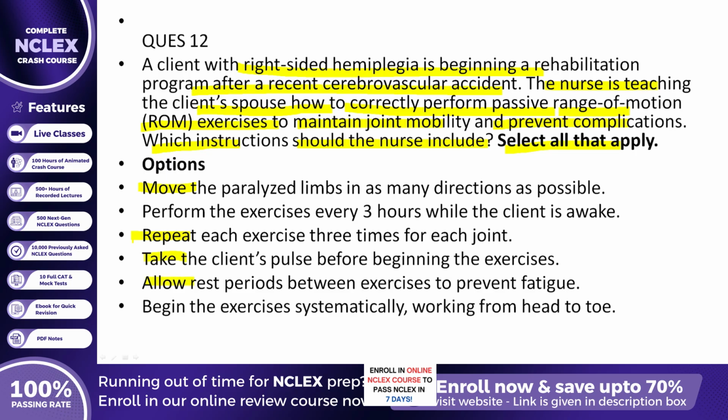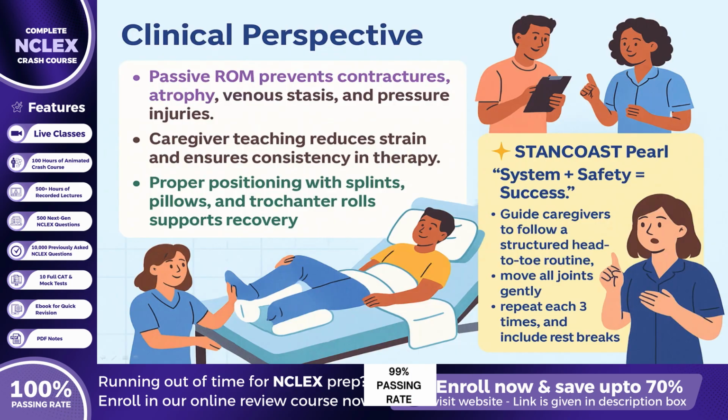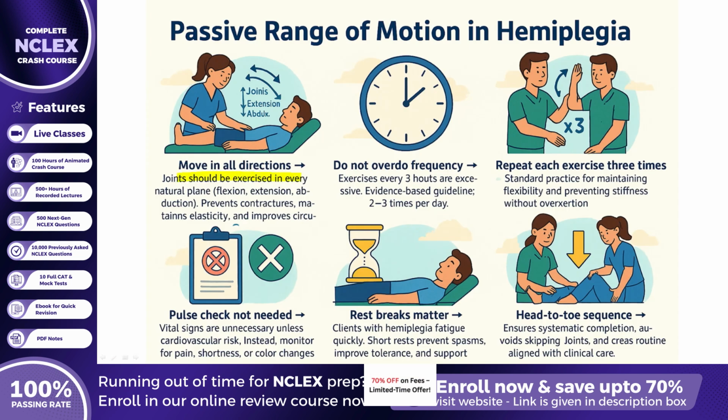Here is the reasoning. Option 1, move the paralyzed limbs in as many directions as possible, is correct because passive range of motion should be carried out in every plane the joint naturally moves, including flexion, extension, abduction, and rotation. This practice prevents contractures, maintains ligament elasticity, and promotes circulation, provided the movements are gentle and never forced.